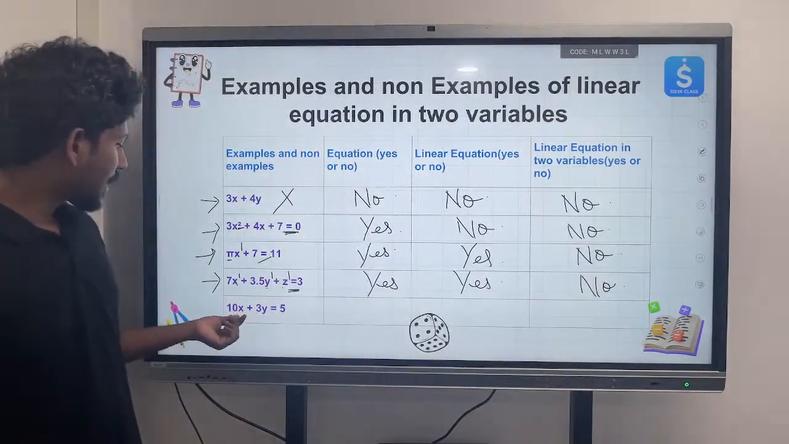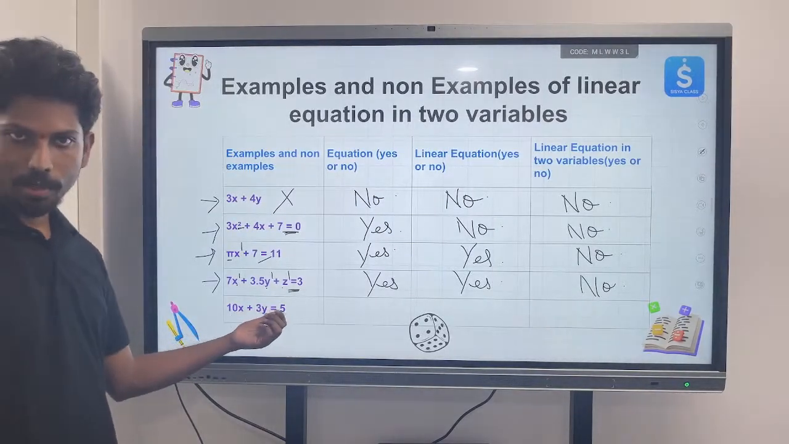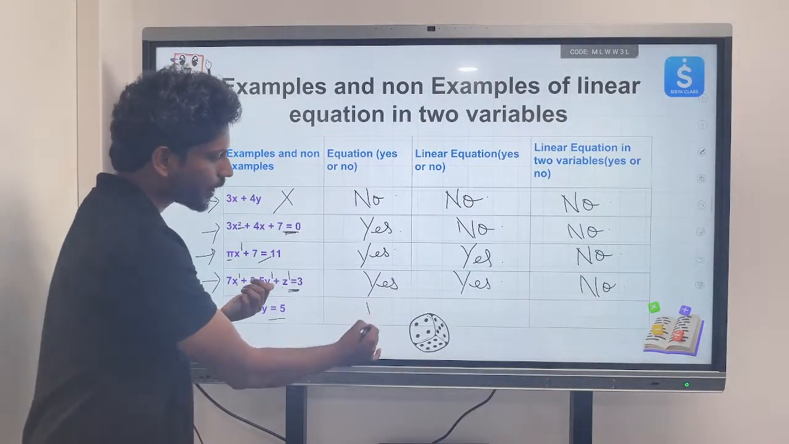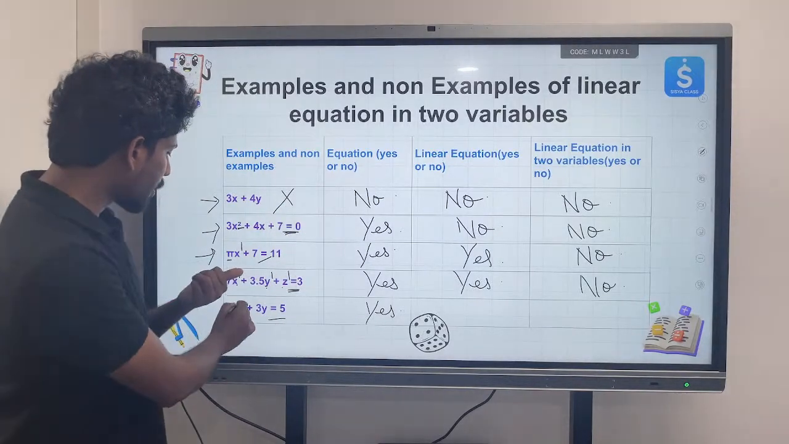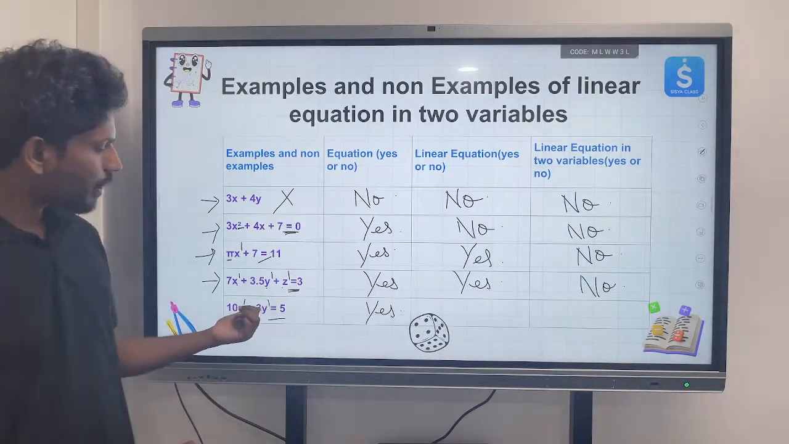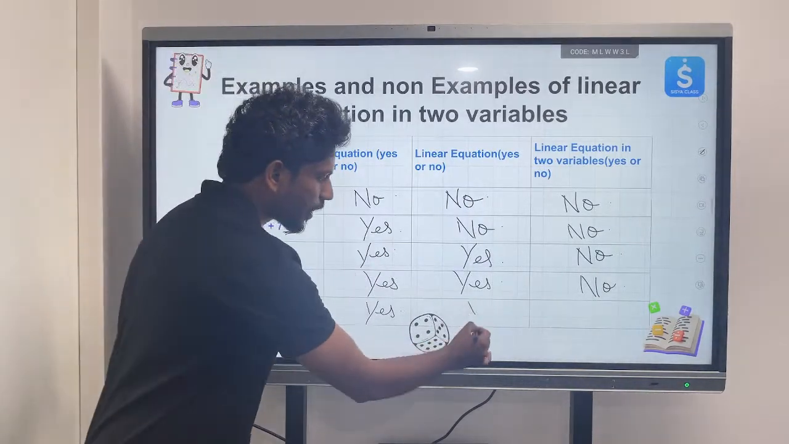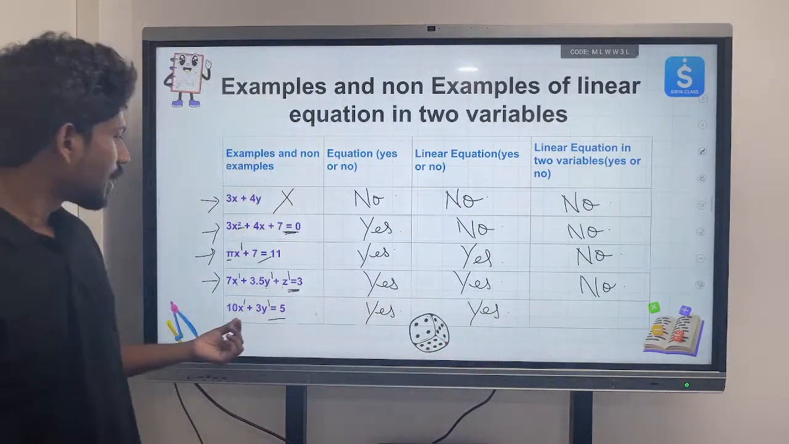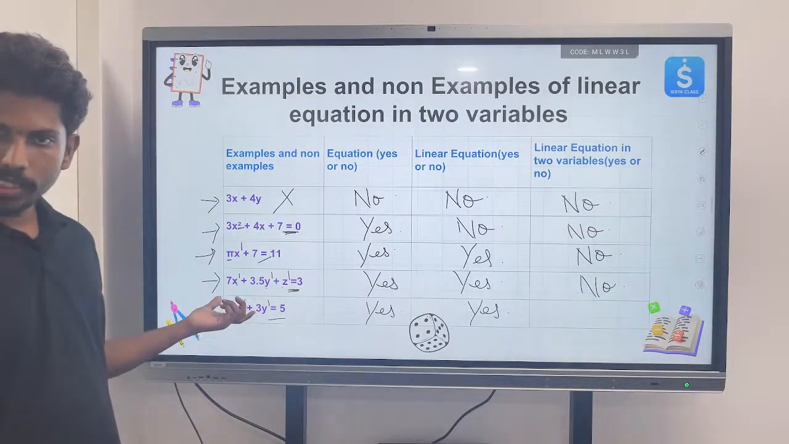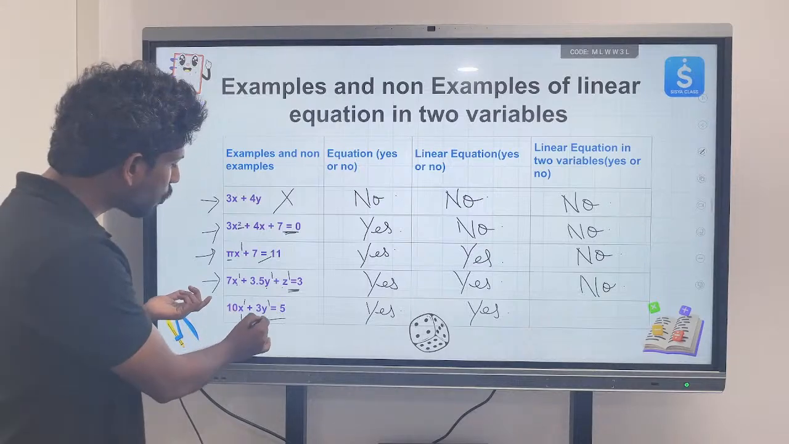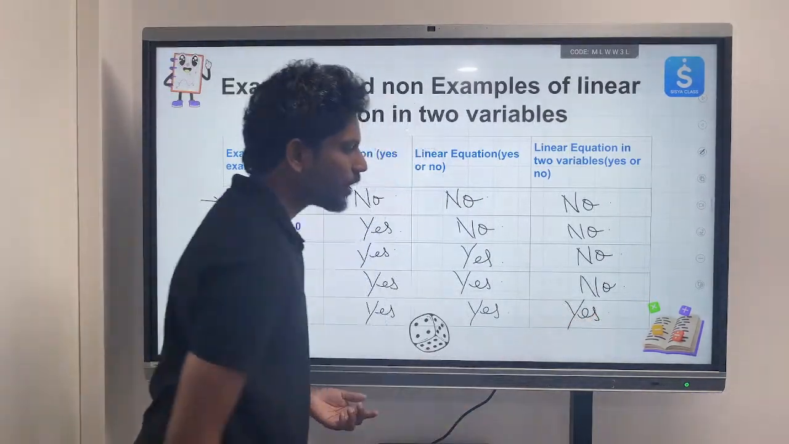So the last example is 10x plus 3y equals 5. Does it have an equality sign? Yes, it has an equality sign. Hence I can say it's a linear equation, and I can create an equation. What is the power of x and y? Both are 1, 1. So can I call it a linear equation? Absolutely yes. And can I call it a linear equation in two variable? If you see how many variables this equation has, it has only 2 variables. Hence I can call it a linear equation in 2 variable.